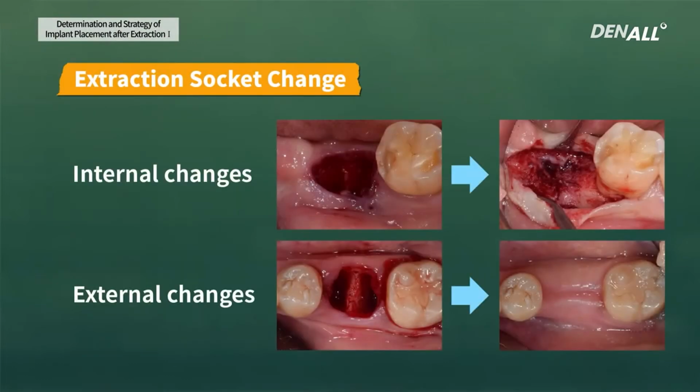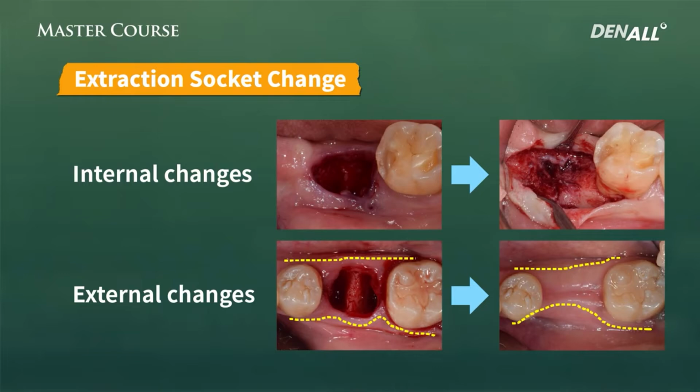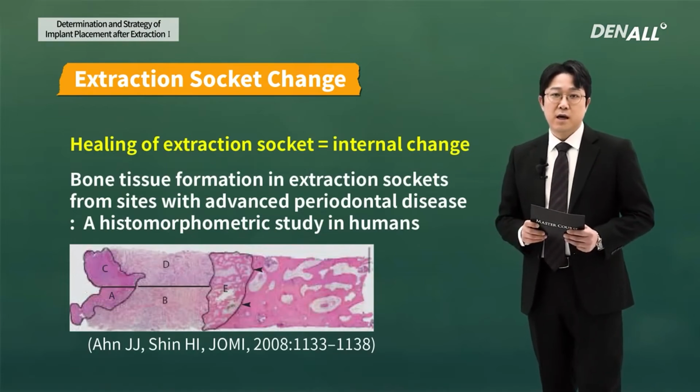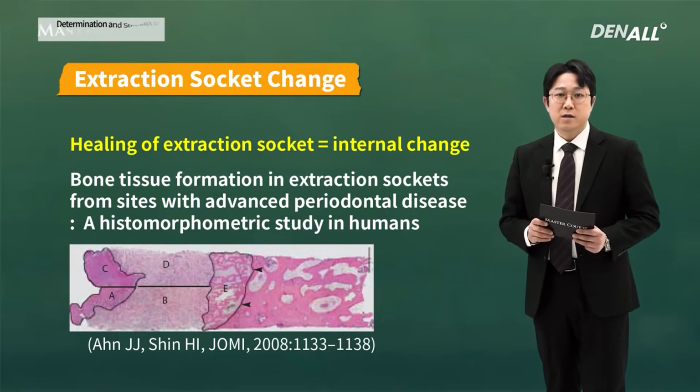After extraction, regarding the changes in the extraction socket, there can be two perspectives. First, the internal change of the extraction socket where the roots were located: how much bone fill is done. Second is the external changes of the extraction socket: compared with the width of the socket after extraction, how much has the width of the extraction socket decreased? After extraction, how much bone fill has been achieved? Let's look at the internal changes first.